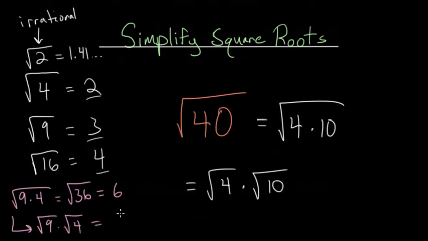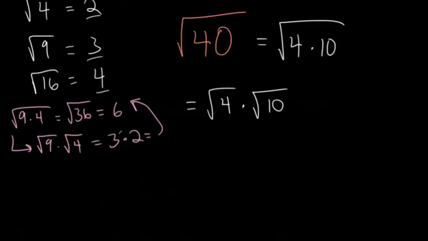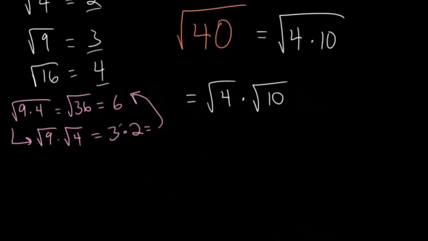The square root of 9 is 3. The square root of 4 is 2. And so you see, you still get the exact same answer of 6. So since we have a product, we can break it up into a product of square roots. But this only works if you have multiplication or division. If you have addition or subtraction, this no longer works. Let me just show that to you so that you can avoid making that mistake.